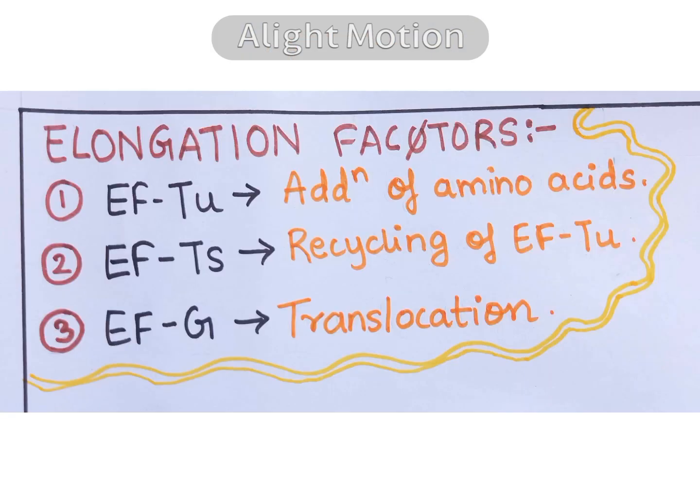The factors that aid in the elongation are called elongation factors. There are three elongation factors. First is EF-Tu, that is elongation factor Tu, which helps in the addition of amino acids. Second is EF-Ts, that is elongation factor Ts, which helps in the recycling of the EF-Tu. Third is EF-G, that is elongation factor G, that helps to translocate the tRNA.